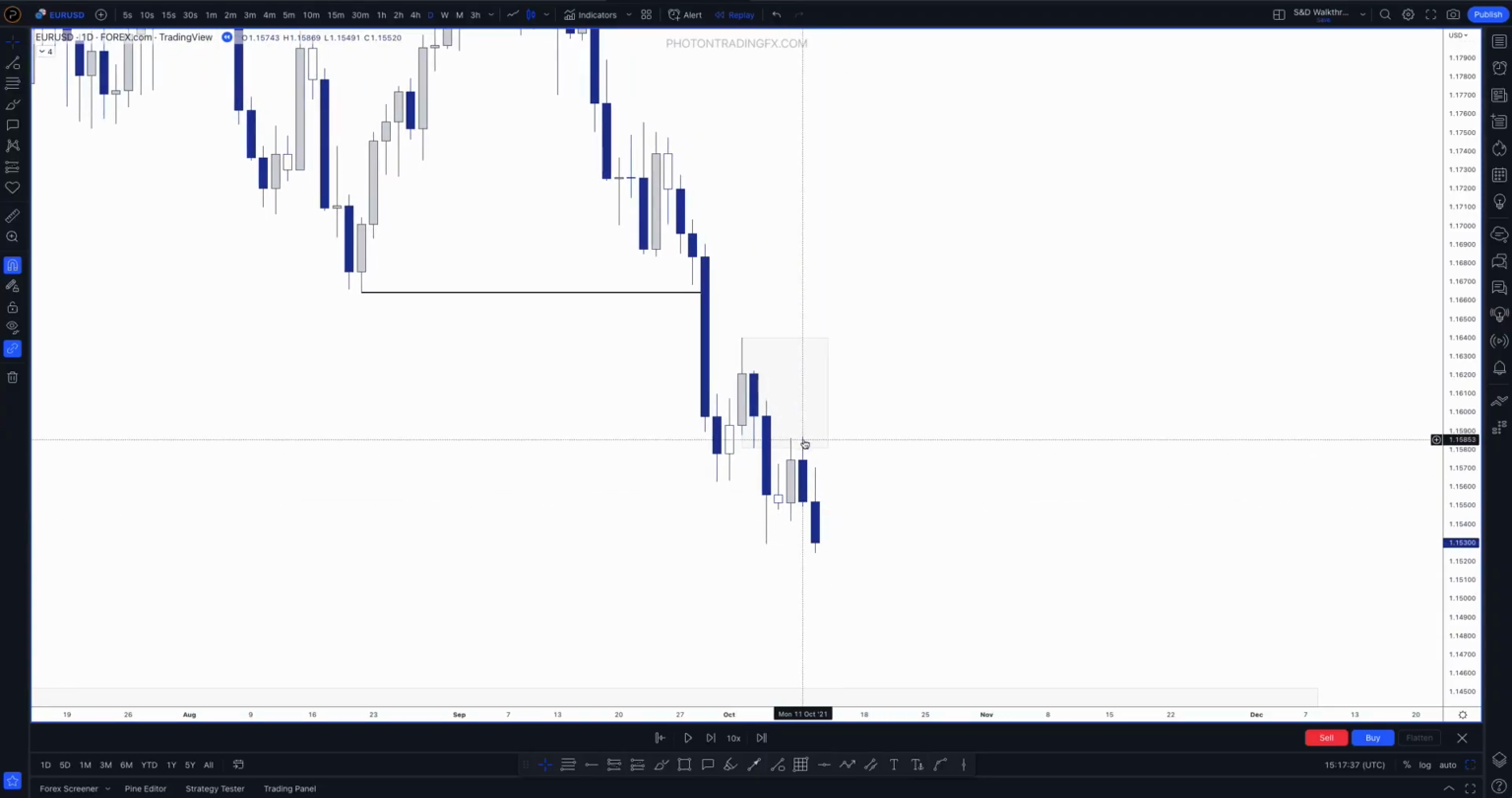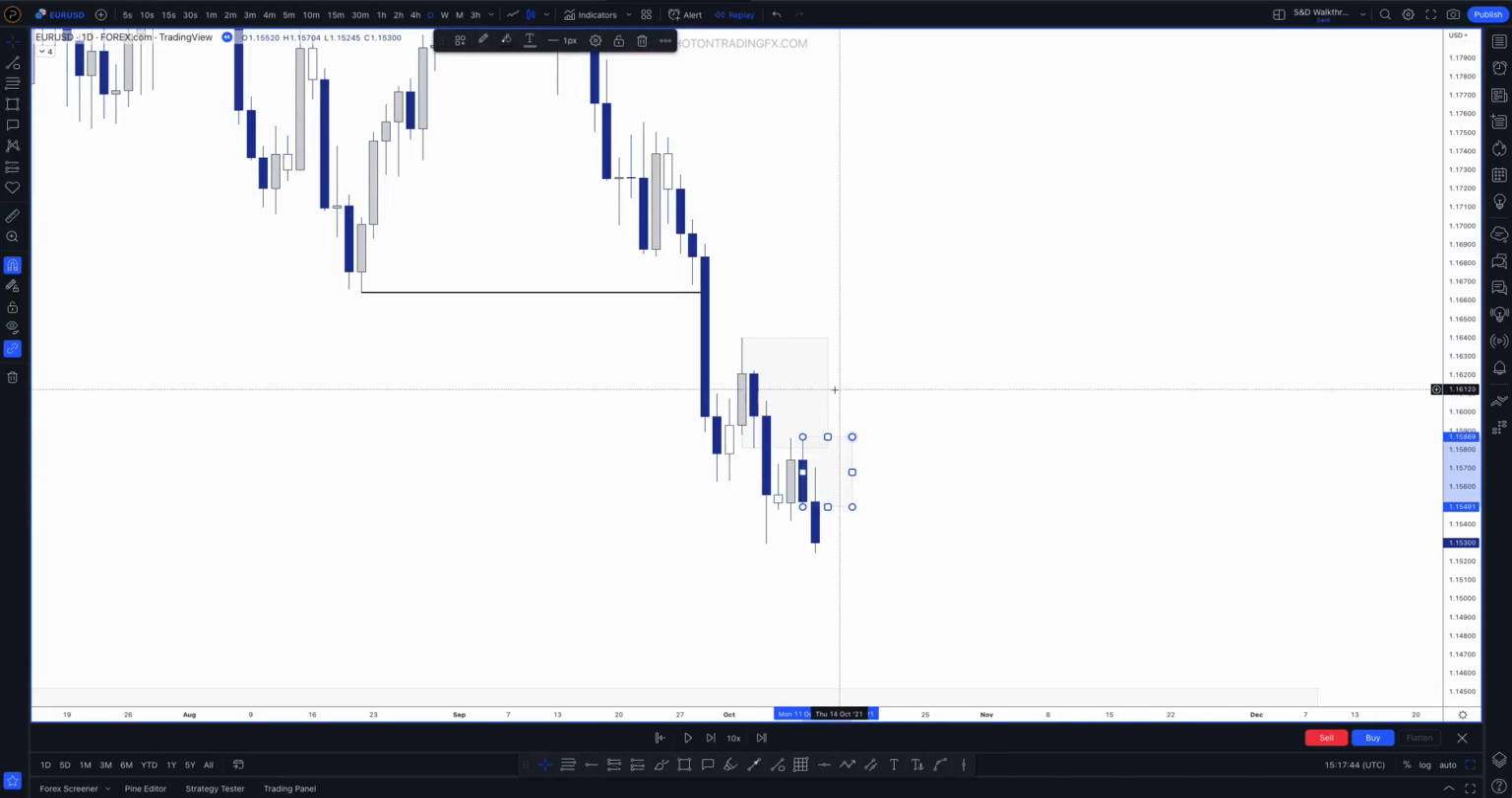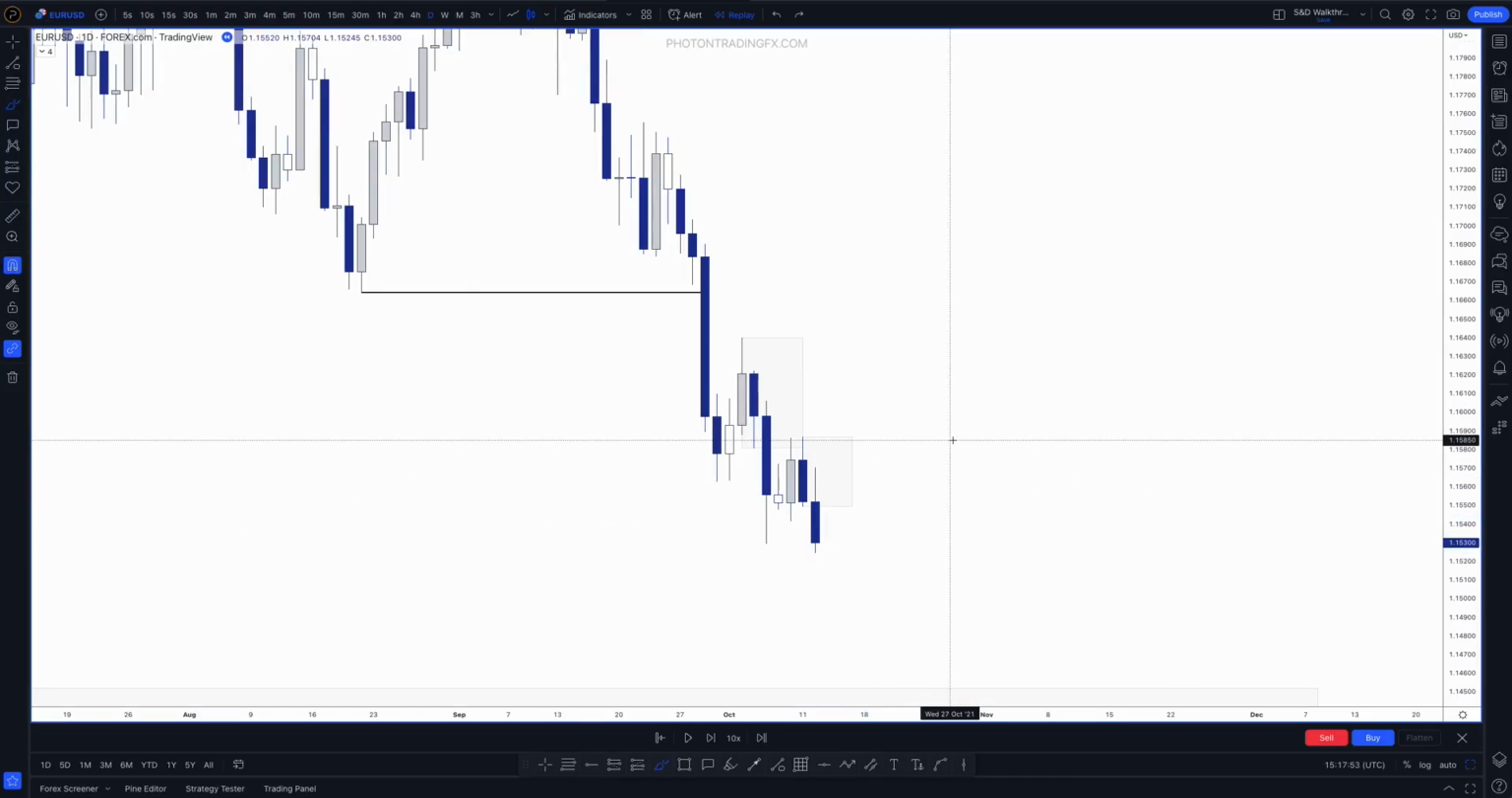So we had a bit of pullback into that supply, and then we've had another fractal break of that low, which technically now does give us another daily supply zone here, okay? So this is where you can continue to keep following that bearish order flow, right? We could potentially get another mitigation and fall to the downside, and that's fine. I would be doing that live market.